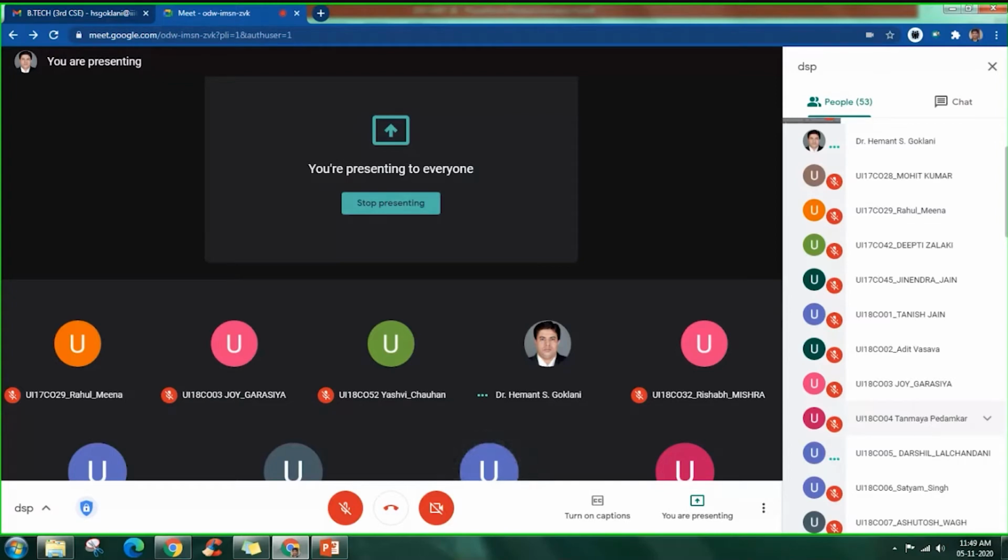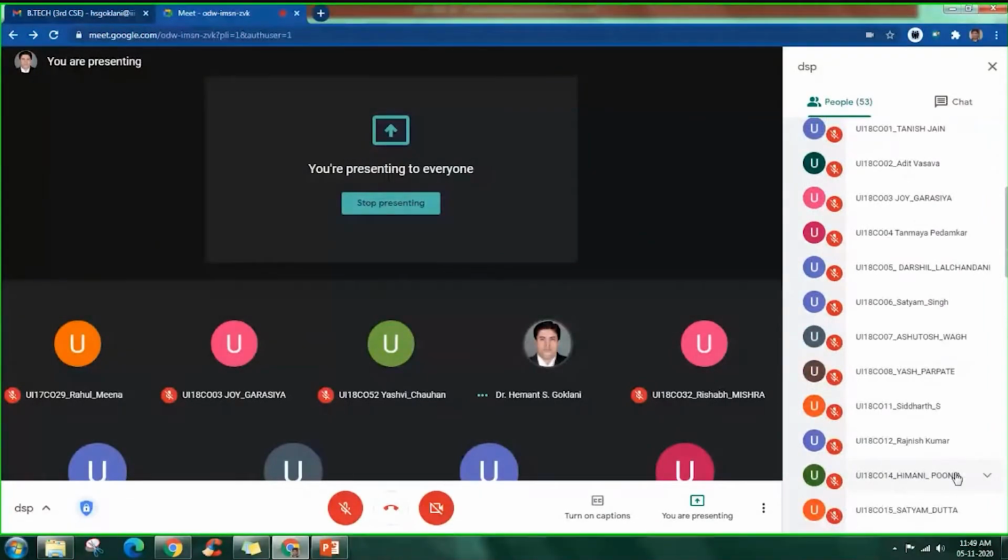Okay. Let me ask CO12, Rajnish. CO12, please unmute. Can you differentiate among these three, causal, anti-causal, and non-causal? Sir, causal depends on present and past values, and non-causal depends on future values. Causal depends on present and past, and non-causal present, past, and future also. And anti-causal? Sir, I didn't know about anti-causal.